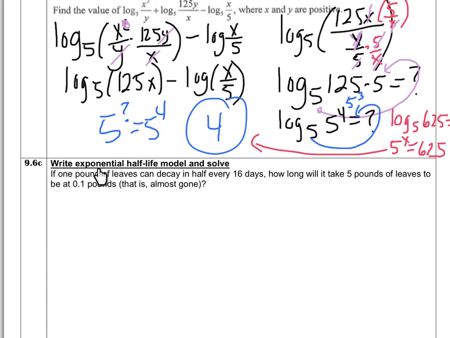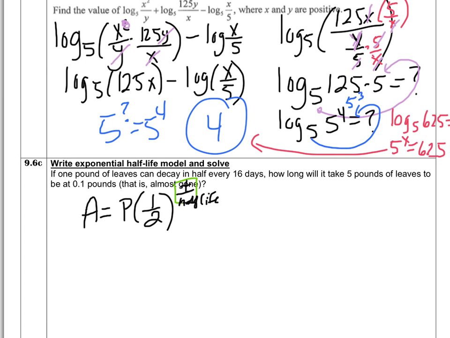9.6c, write an exponential half-life model and solve. So 1 pound of leaves can decay in half every 16 days. How long will it take 5 pounds of leaves to be at 0.1 pounds? That is almost gone. Well, half-life model, remember, was our ending amount and our starting amount, but it's a half-life, so it's 1/2 there. And then the exponent was a little bit trickier on what we put in here. What on the bottom was the half-life, and this was going to be our time.